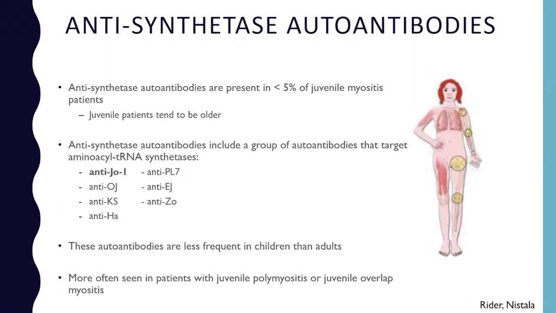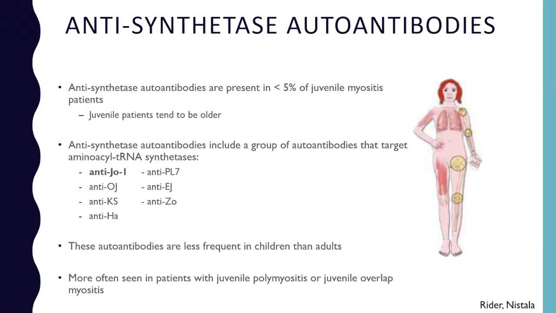Anti-synthetase autoantibodies are also less common in juvenile patients. They're present in less than 5% of kids, and kids tend to be older at diagnosis when they have these autoantibodies. This is a group of autoantibodies that target aminoacyl tRNA synthetases. tRNA is the type of RNA that helps us convert RNA into protein, and these autoantibodies are targeting that mechanism. Again, we don't know if they're actually causing damage or if that's just the target of them.